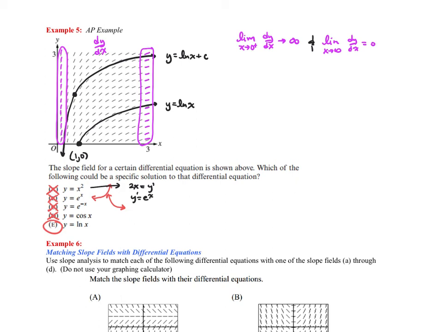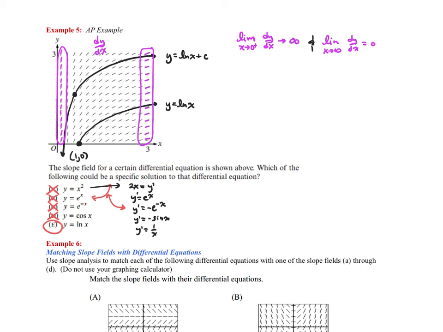Y prime in the second case would be e to the x. Y prime in the third case would be negative e to the negative x. Y prime in the fourth case would be negative sine x. And y prime in the fifth case would be 1 over x. Okay, which of those functions, as x heads to 0 from the right, heads to positive infinity?